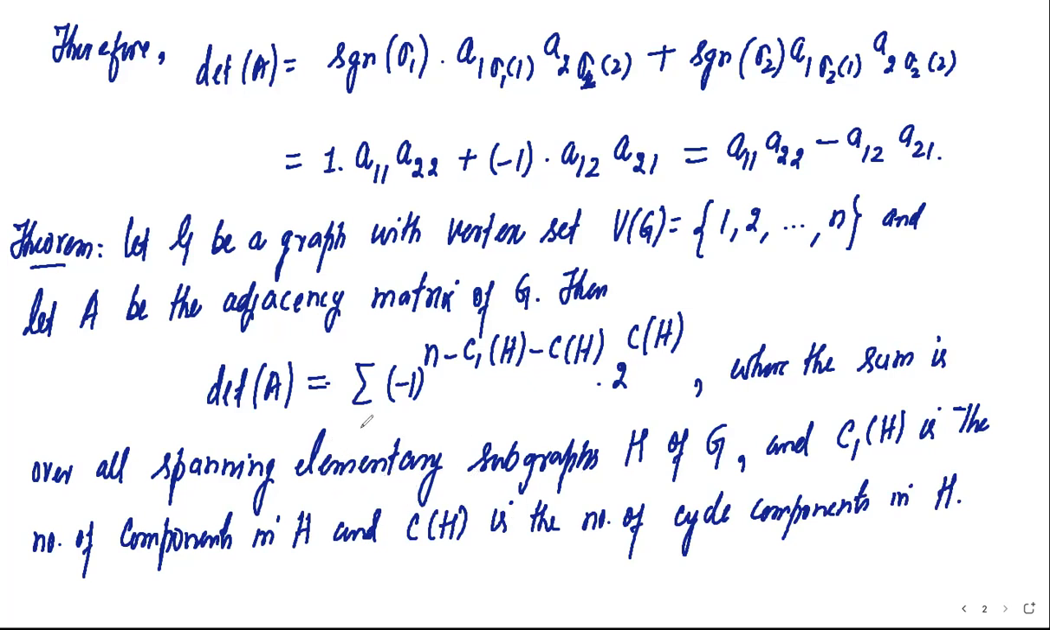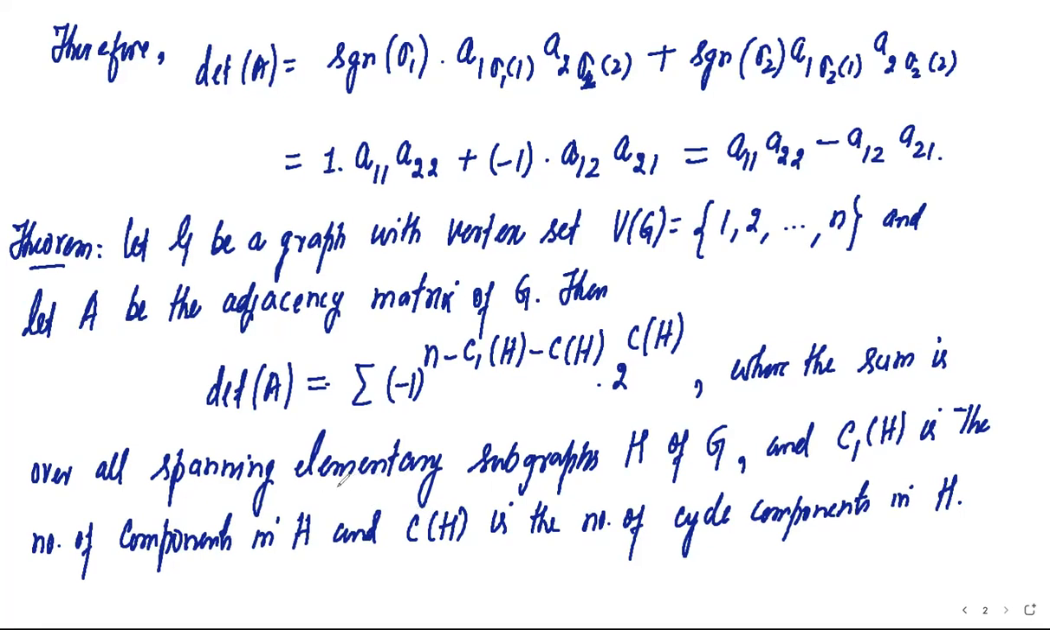And also an elementary subgraph is actually a basic definition in graph theory. An elementary subgraph is a subgraph which consists of either K2s or cycles C_n. So any subgraph whose components are either K2s, that is edges, or cycles with at least three vertices, is known as an elementary subgraph.